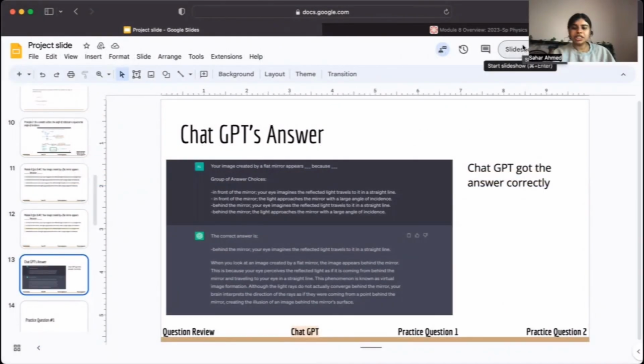So ChatGPT also got the quiz question correct as well, and it uses a logic that light rays travel in a straight line that appears to begin from behind the mirror. So our brain interprets the direction of the light as beginning from behind the mirror. So we know that logic that ChatGPT uses is similar to the example problem that we talked about earlier, where we trace the reflected light rays behind the mirror until they intersect.